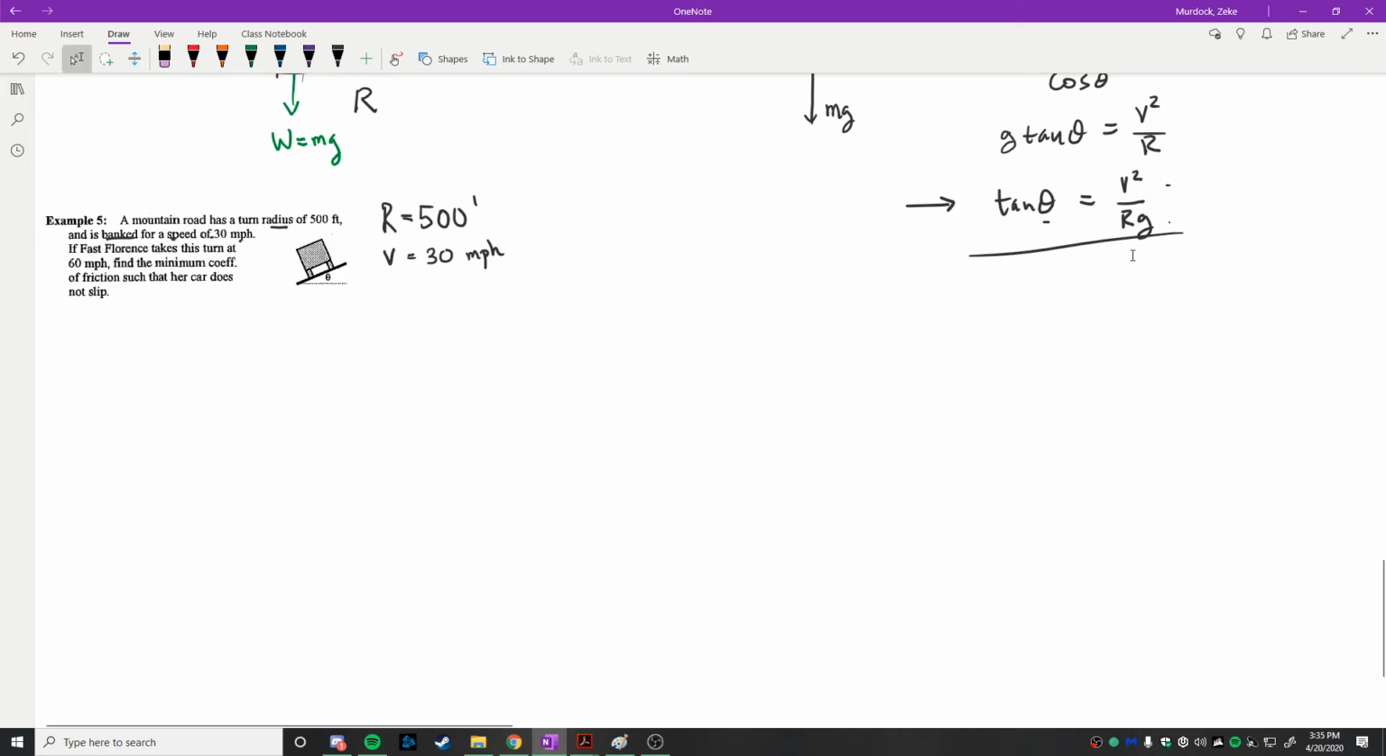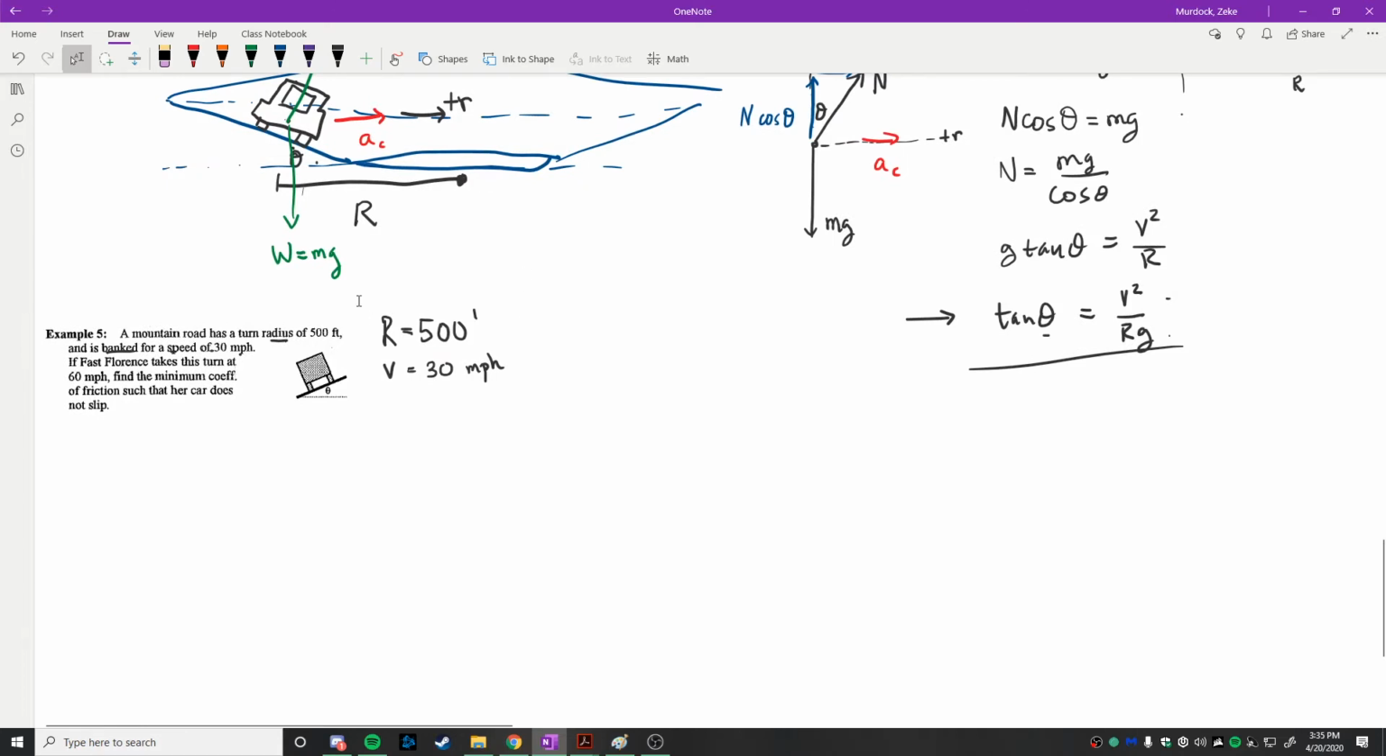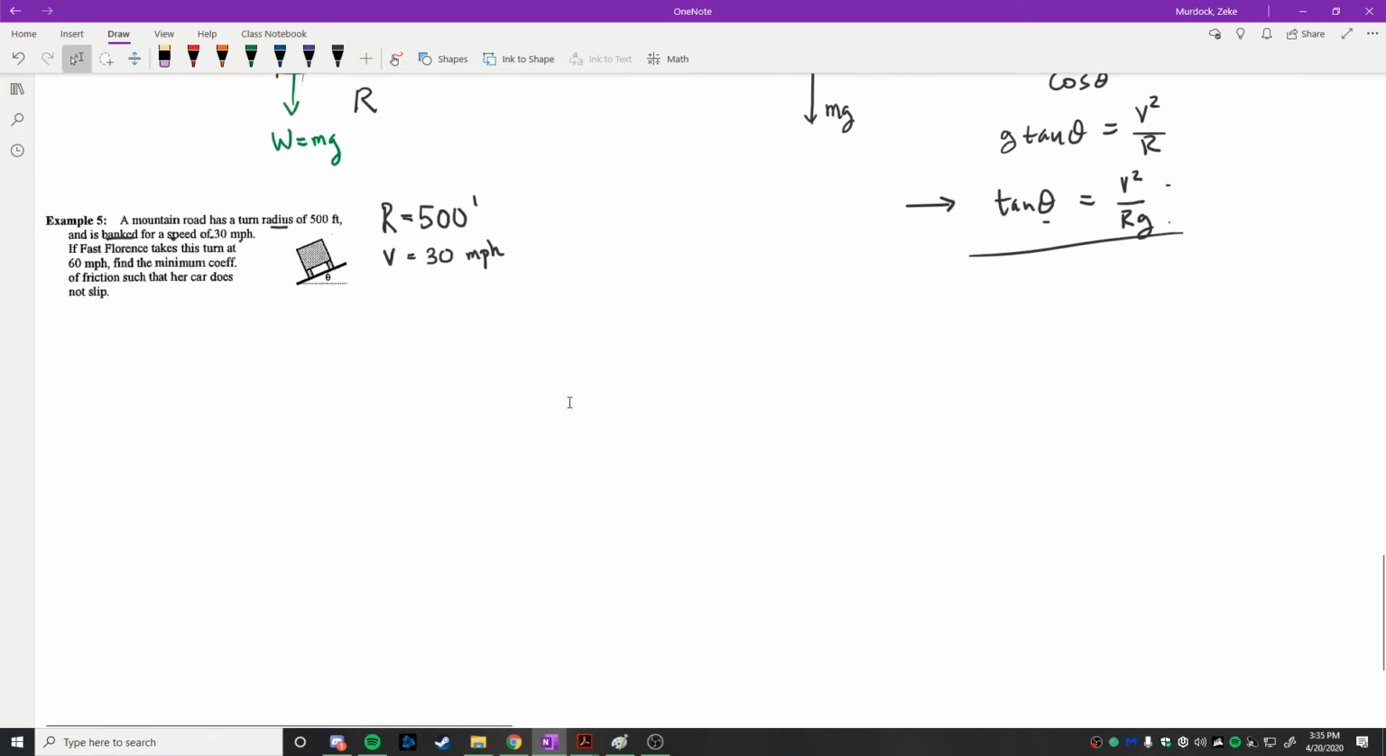And this problem is supposed to be taken kind of in concert with this one. Right, so this one, if we read it again, example 4 said, mountain roads are tilted or banked so that even if it were covered with ice, a car can make this turn, right? So what we need to do first is figure out what the angle is based on this information here. We know from the previous part how they're related to each other, so we should be able to state that if I take the arctangent of v squared over rg, that should give me what the angle is. Now I can't immediately just put these numbers into here. I need to do some conversions, right?